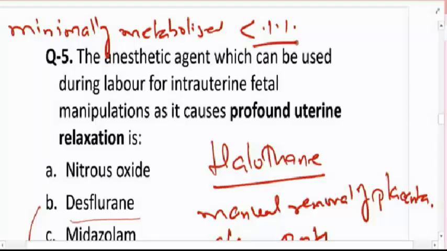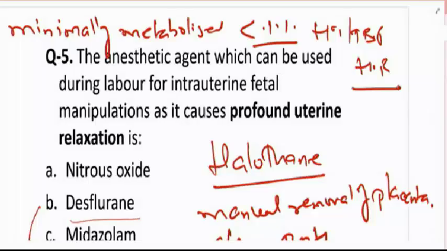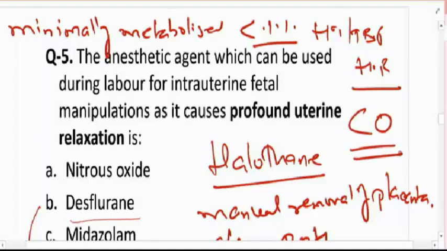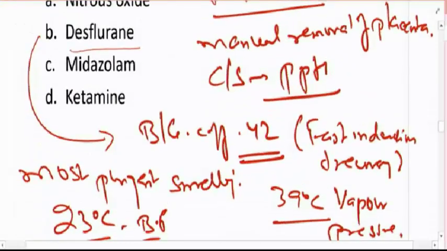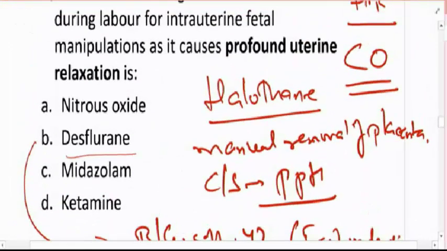Now, sudden increase in desflurane concentration can cause hypertension and tachycardia. Desflurane reacts with dry soda lime to produce carbon monoxide. So, answer to question number 5 is B, desflurane.